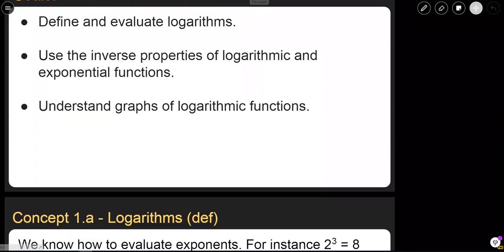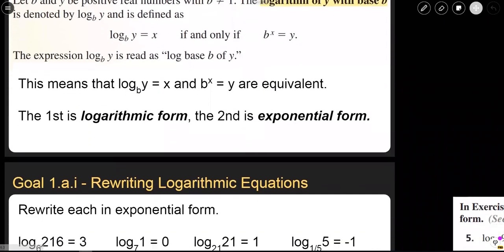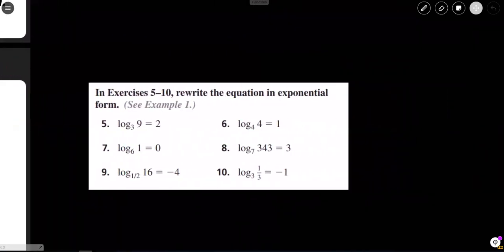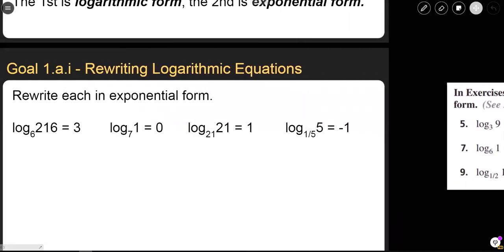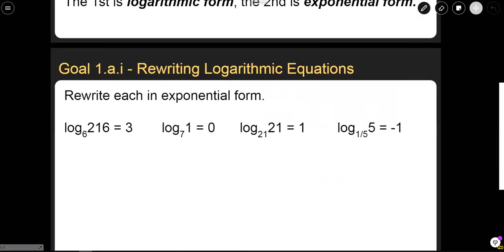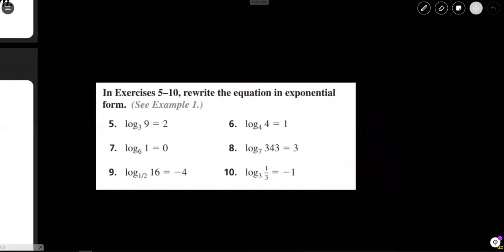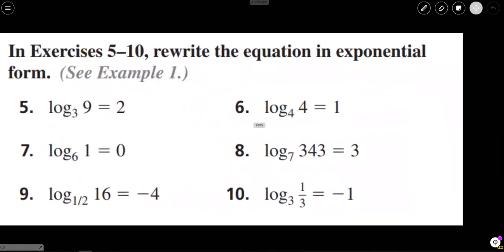So we already talked through this entire lecture. We did some examples, but I want to do a few more. I've got them here on the right. So our first example type was converting from logarithmic into exponential form. These are from the book. I'm just going to speed through these.